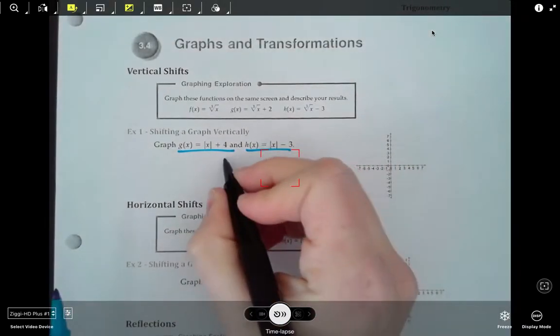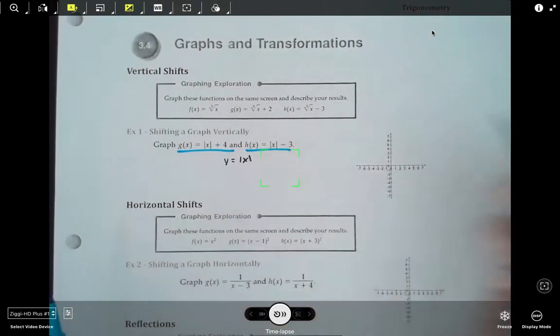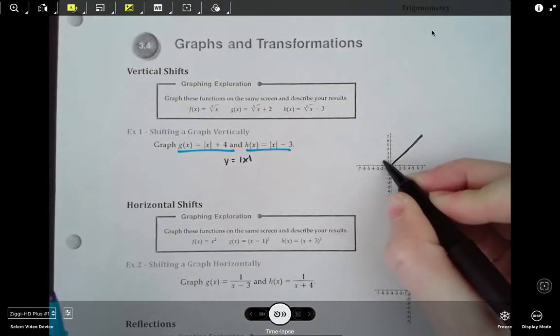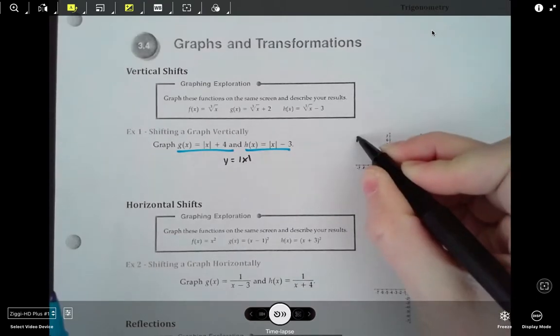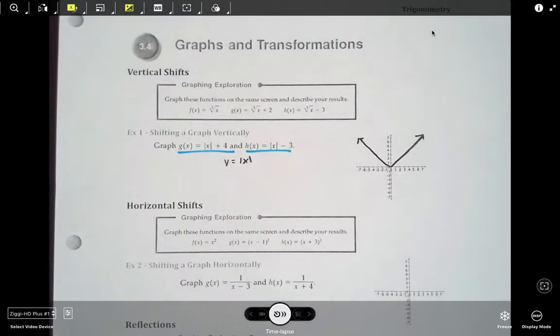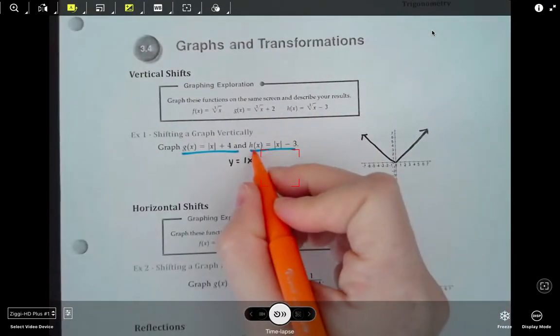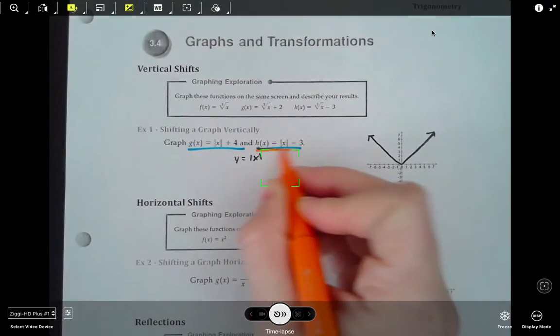Absolute value. So it's basically y equals absolute value of x, and I am going to graph him in black. He is the standard function. He's up 1 over 1, up 1 over 1. That's what he will look like, the absolute value. Okay. I'm going to do these in 2 different colors. First one in blue, second one in orange.